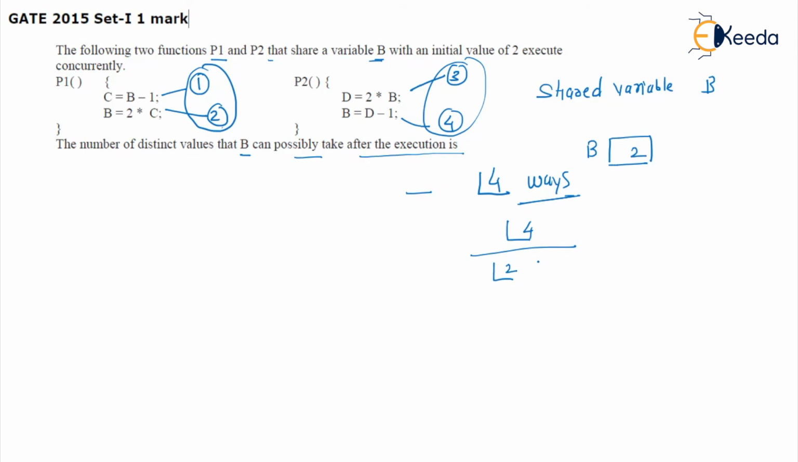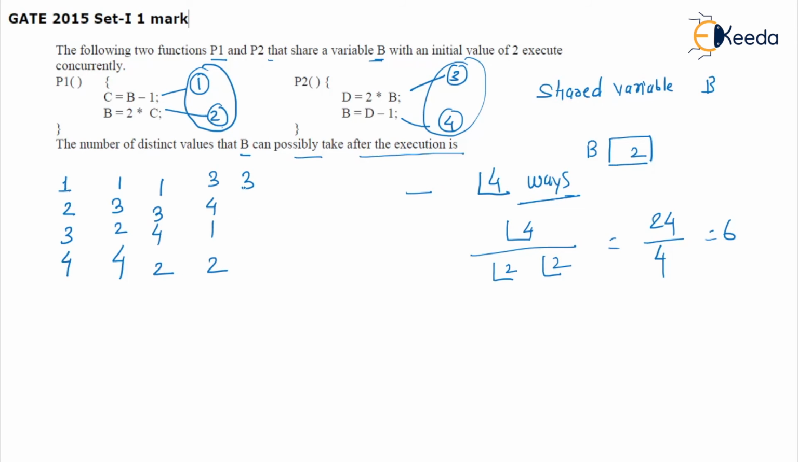For the ordering of 1 and 2, this will be divided by 2, and for 3 and 4 divided by 2 again, so 24 divided by 4, and only 6 orderings are possible. So what are these 6 orderings? 1 2 3 4 interleaving. Then I can say 1 3 2 4 interleaving, 1 3 4 2 interleaving, 3 4 1 2 interleaving, 3 1 4 2 interleaving, 3 1 2 4 interleaving. So these are the 6 different conditions possible.